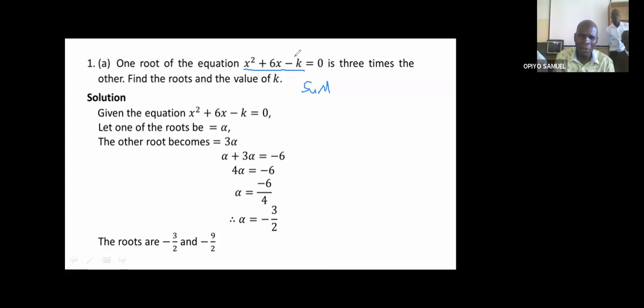For our case, our constant is negative k. The sum of roots will be negative 6, and the product of roots will be negative k. Given the equation x squared plus 6x minus k, we can let one of the roots be alpha. By the statement, the other root is 3 times the other, so the remaining root will be 3 alpha.